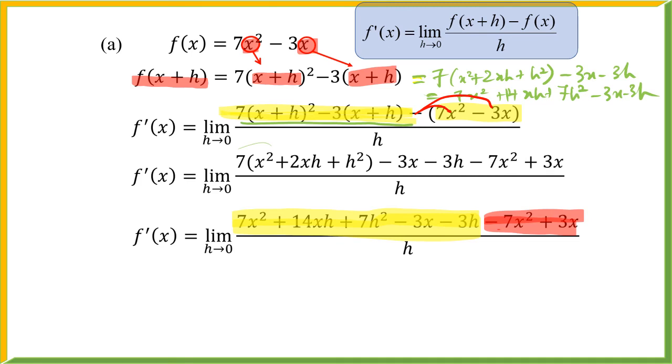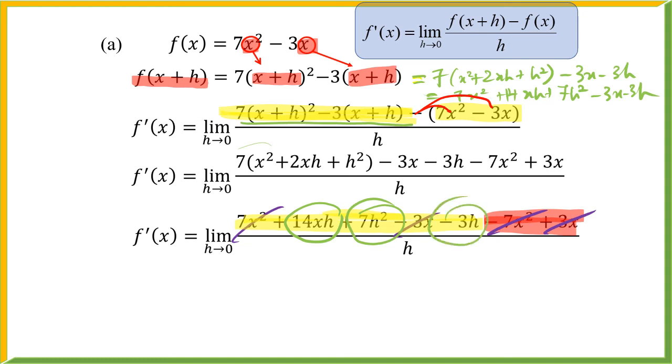Okay, so now we can cancel out. Which ones can we cancel out? We cancel out 7x squared with negative 7x squared, and negative 3x with plus 3x. So what's left here is 14xh plus 7h squared minus 3h.